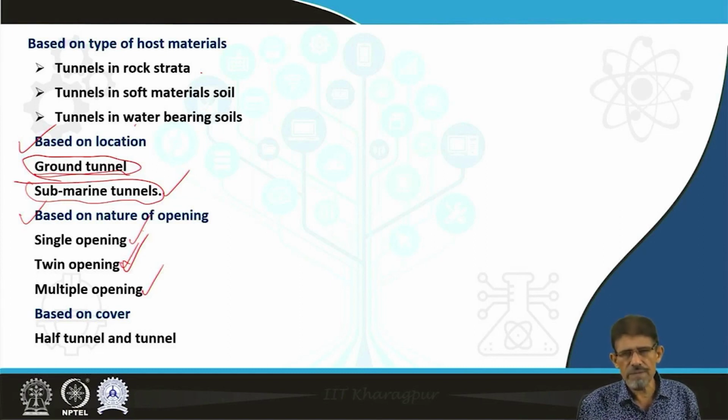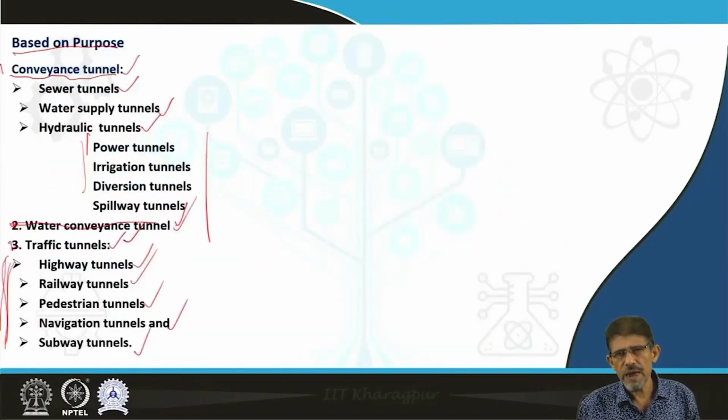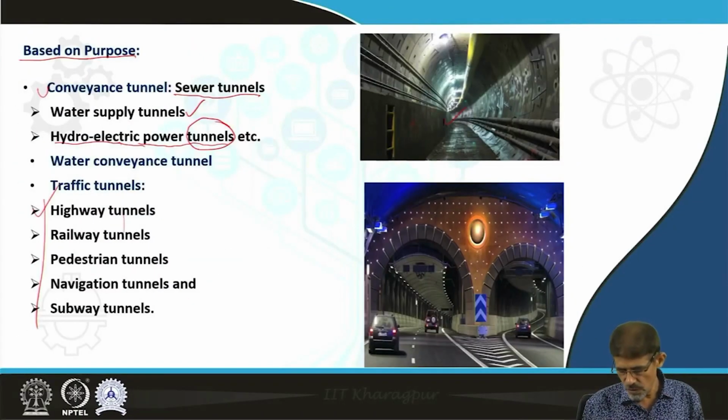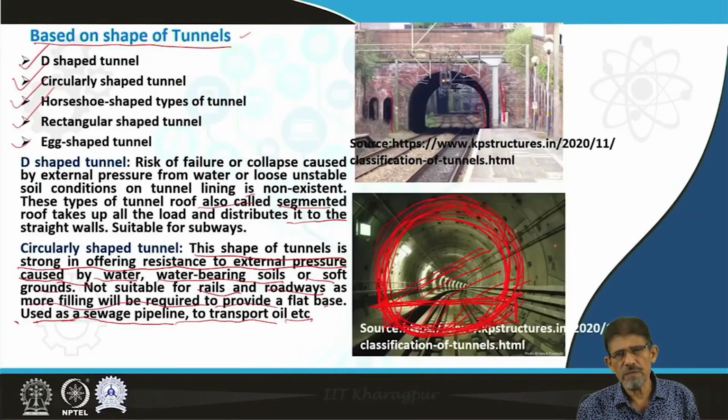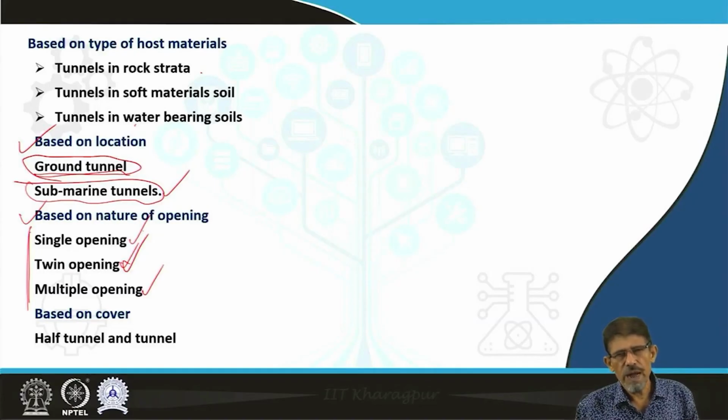A view of this type of tunnel we have already discussed and I have shown to you. You can see this twin type of tunnel. One is for forward movement, another is for backward movement. So in view of the opening, we can categorize single opening, twin opening, double opening and multiple opening of different nature. Twin openings are of the same, identical shape.